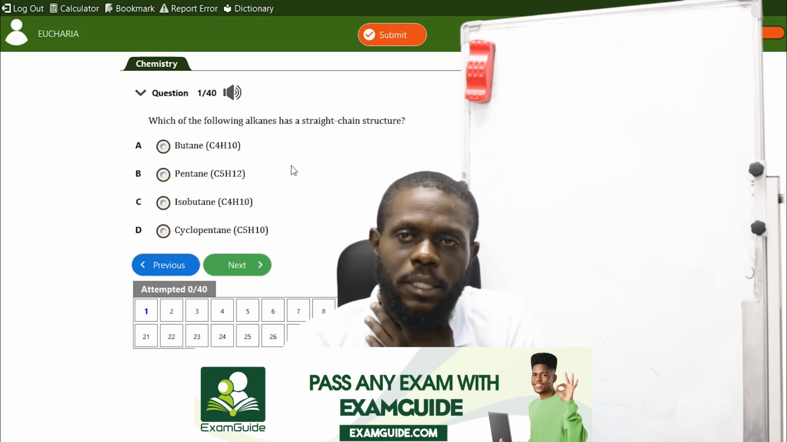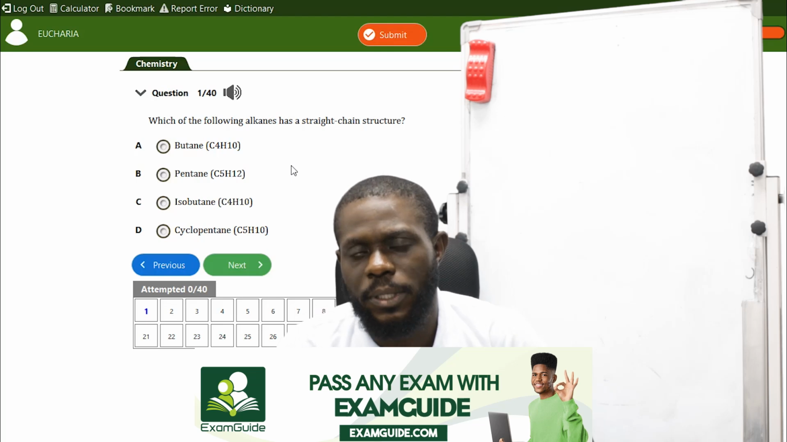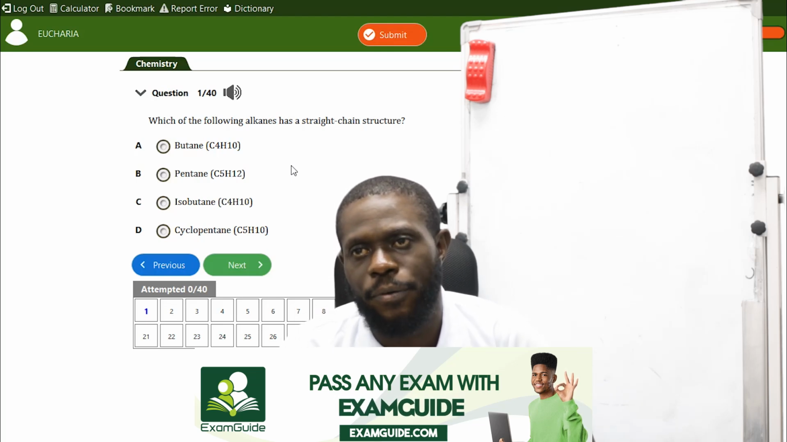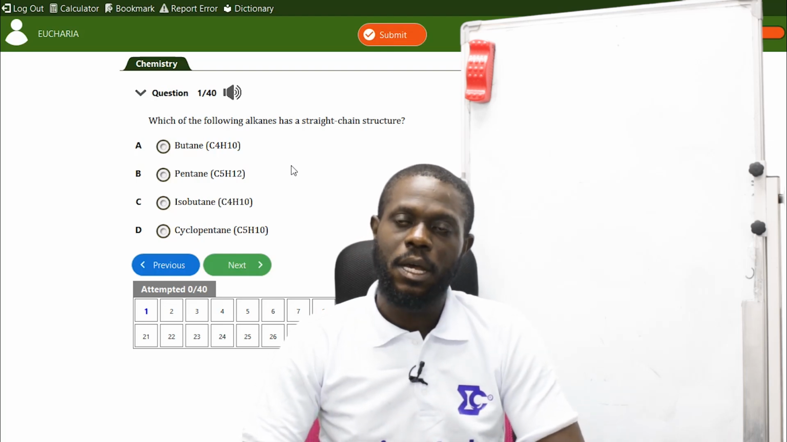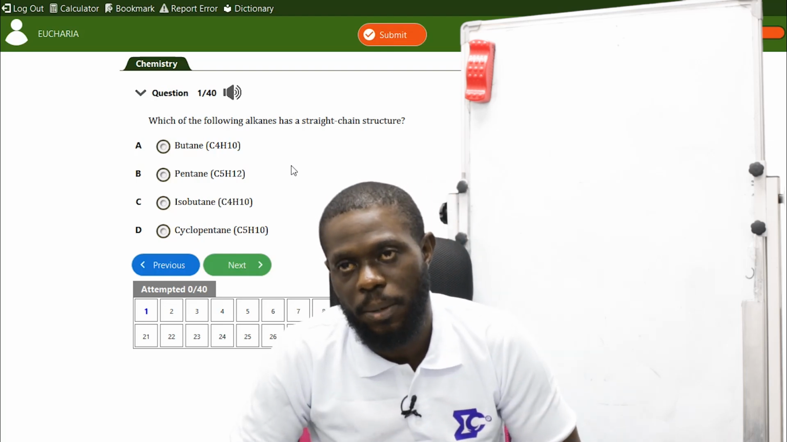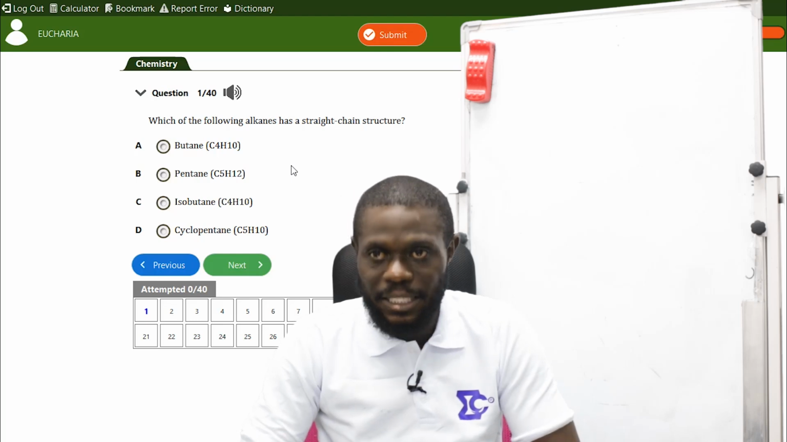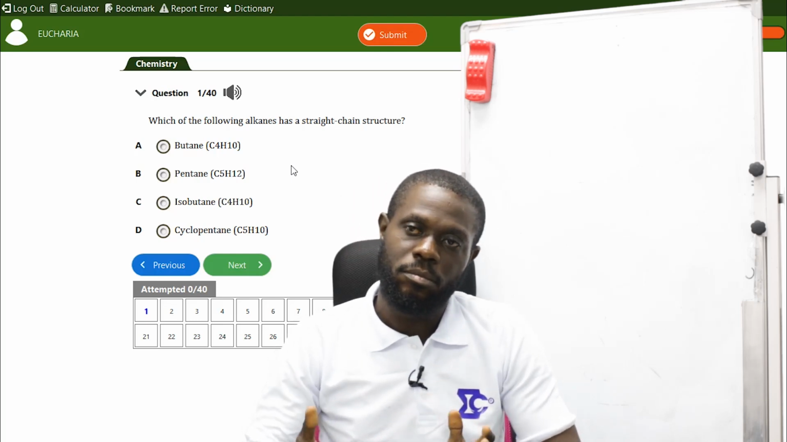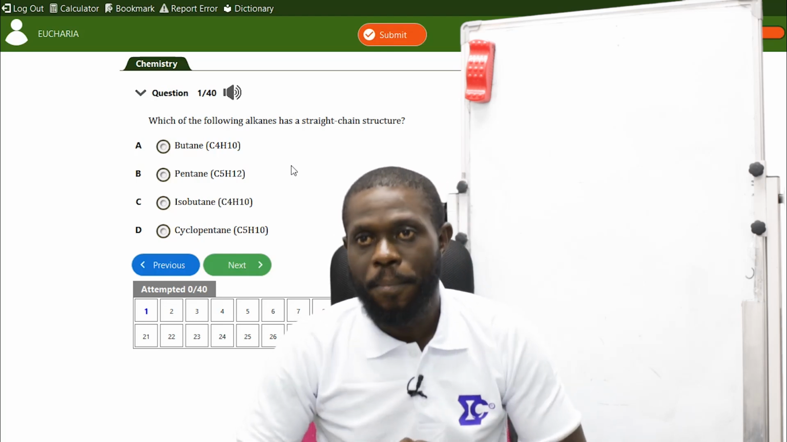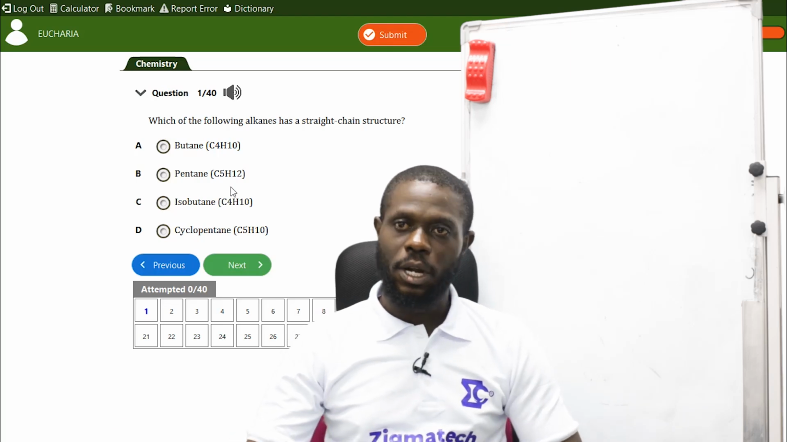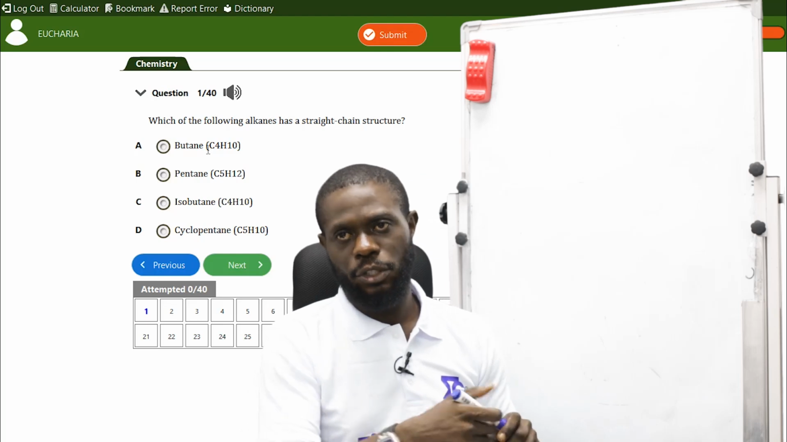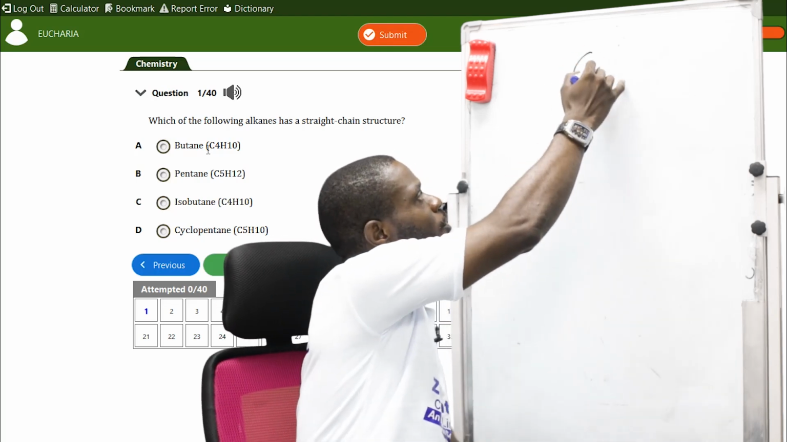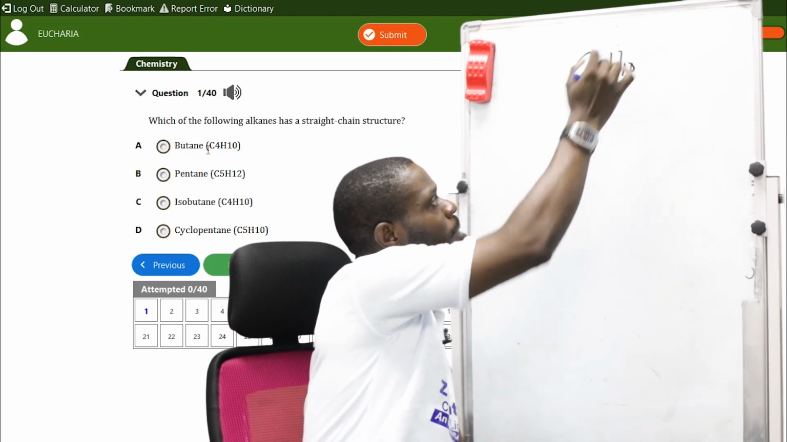Looking at these options, we see that all are from the alkane family. The hydrocarbon family is divided into alkane, alkene, and alkyne. But let's see the correct answer. Butane does not have a straight structure. Butane has C subscript 4, H subscript 10.